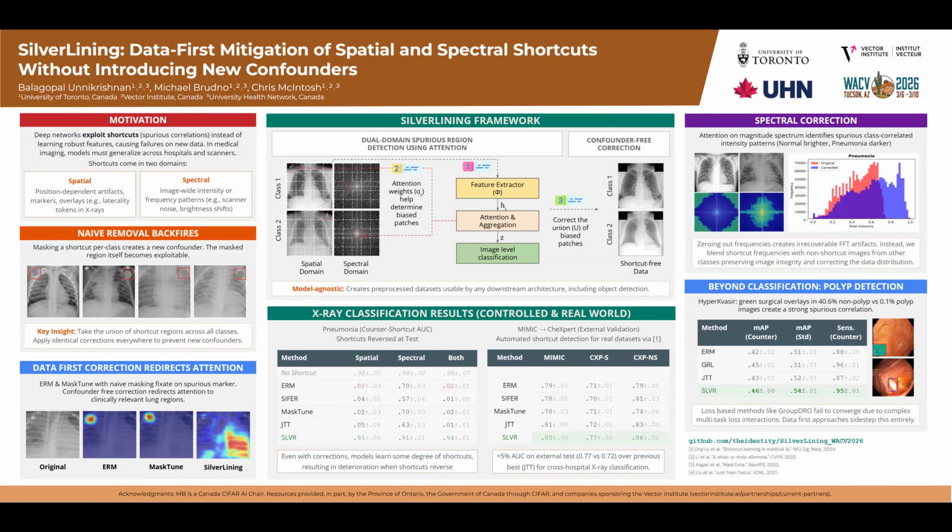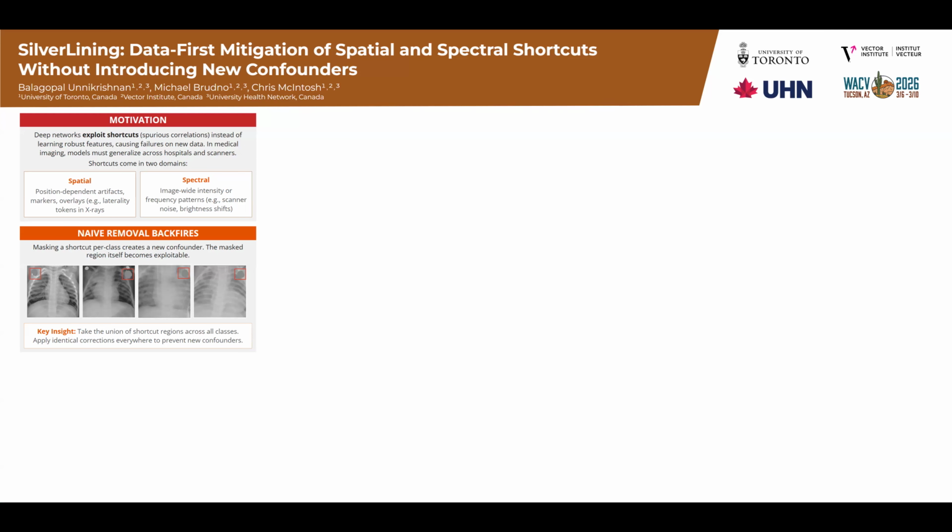in Canada. Deep neural networks often exploit easy-to-learn shortcut features. Instead of learning robust features, they learn spurious associations that do not generalize. In the healthcare setting, it comes in two domains. One is in the spatial domain. These shortcuts tend to be position-dependent artifacts, such as laterality tokens in X-rays.